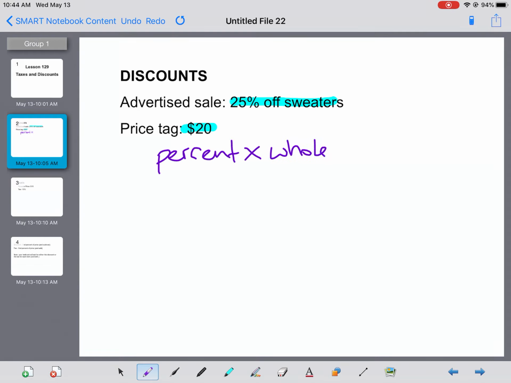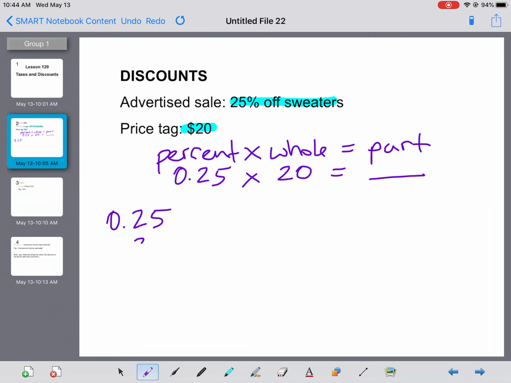Percent times whole equals part. Okay, because we have a percent, 25% off. So we put that into its decimal form. We know what the whole sweater costs, $20, and we want to figure out what the part is, what part of the price is going to be taken off, or how much of that price. So all you have to do, you should remember, is just multiply those together to figure out what is 25% of 20. So you just take those two numbers, you multiply them together.